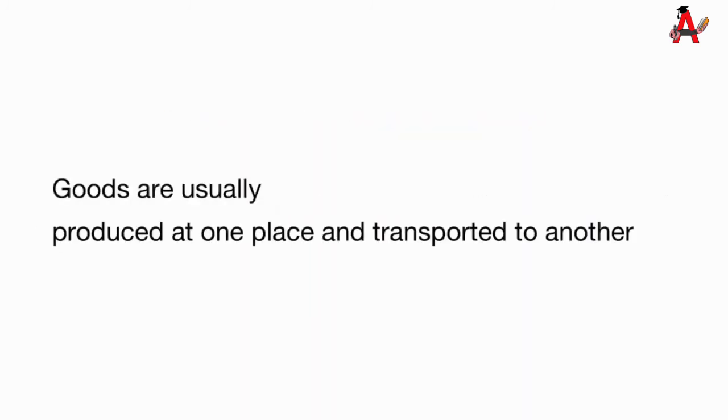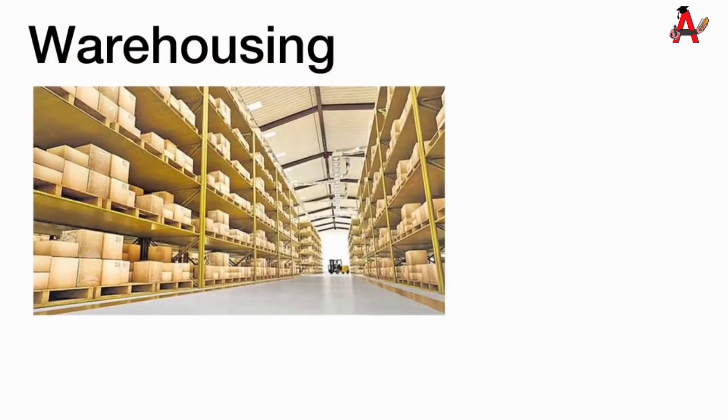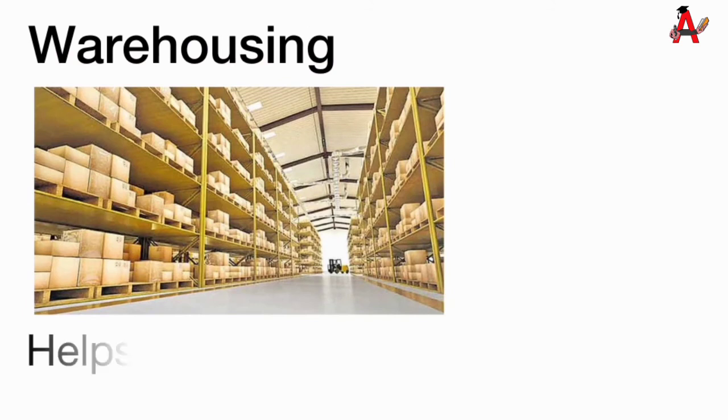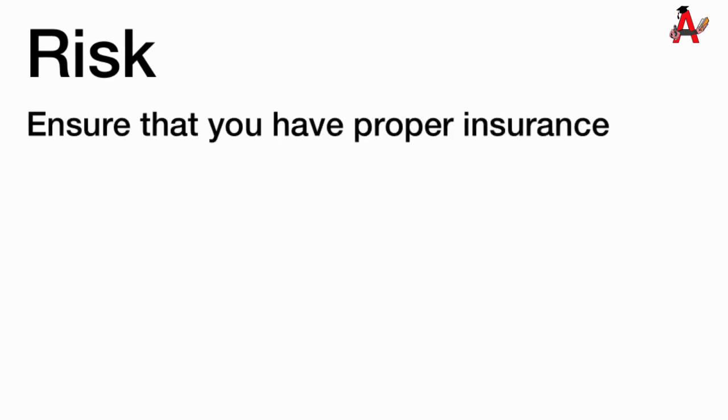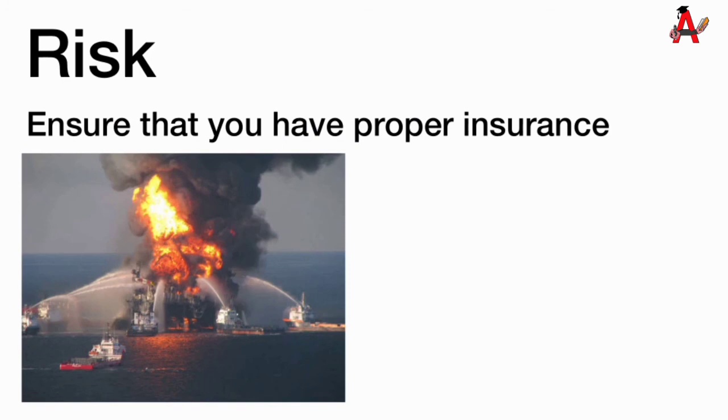The goods are produced at one place and they are required to be transported to another place. That is called transport. Warehousing: there is a gap between production and consumption, which means we are producing a quantity higher than what is being consumed. So it has to be stored somewhere, and that is where warehousing comes into the picture. Warehousing means storing of goods. There are various risks involved in business. So insurance is done, so that if goods are destroyed in transit, we get some compensation.